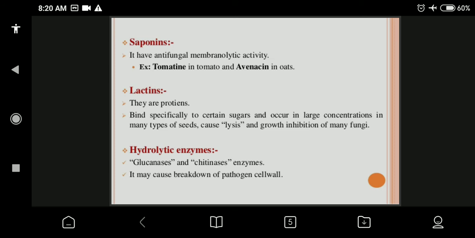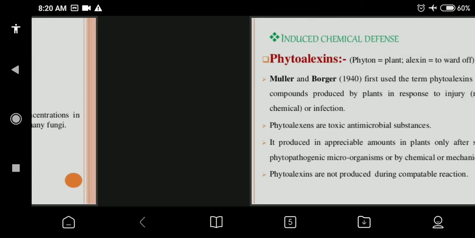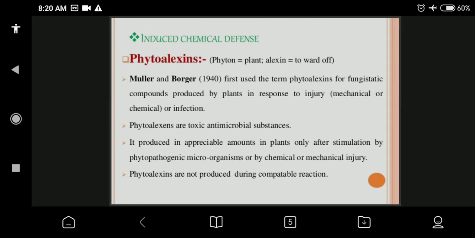Lectins, they are proteins. Hydrolytic enzymes may cause breakdown of the pathogen cell wall. Now we shall study induced chemical defenses. Phytoalexins.